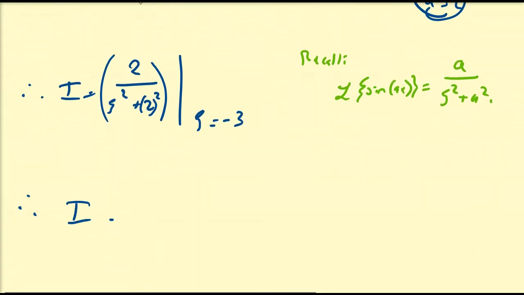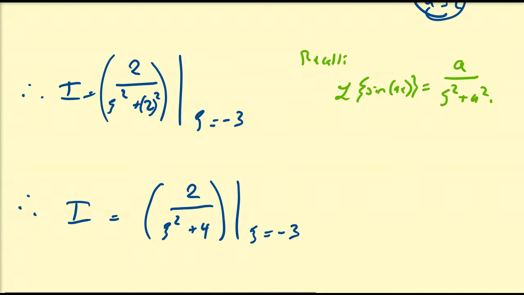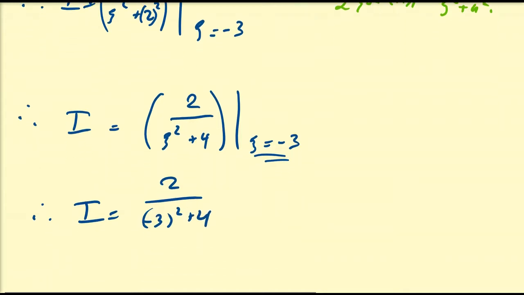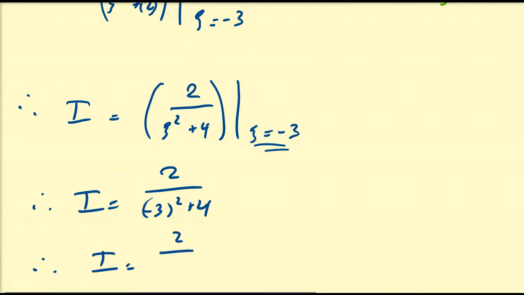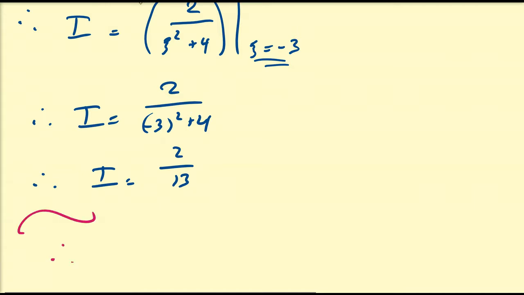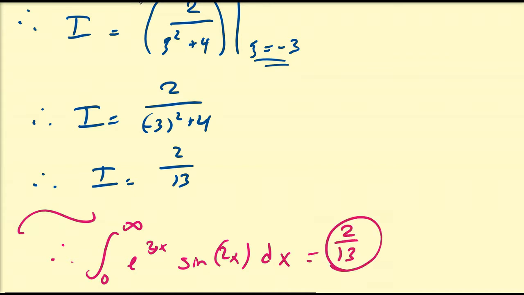So that means I is going to be equal to 2 divided by psi squared plus 4, again evaluated at psi is equal to minus 3. And now we're going to evaluate our Laplace transform at this value of psi. So that means I is equal to 2 divided by minus 3 squared plus 4. So that means I is equal to 2 divided by 9 plus 4, which is 13. So that means, in summary, the integral from 0 to infinity of e to the 3x times sine of 2x dx is equal to 2/13.